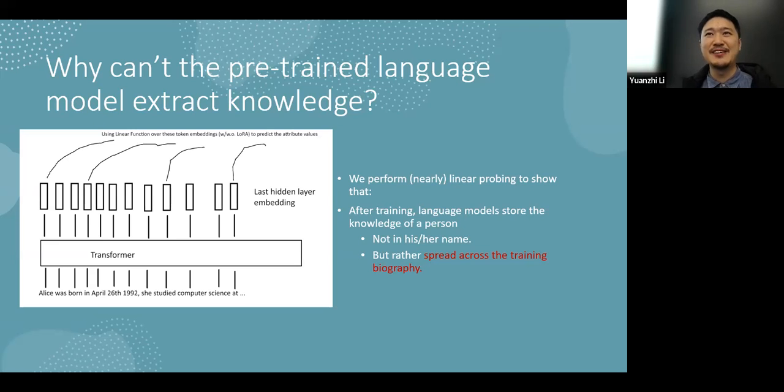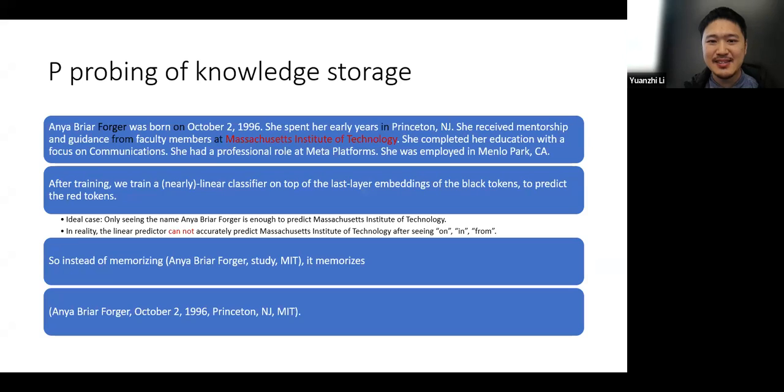So it's kind of like where the knowledge is stored after it recites a biography, which decides whether the model can be fine-tuned to answer questions or not. Yeah, so basically what we take is those blue things, and then we use linear functions on top of them to predict the right values. The blue things are just the tokens before the values.